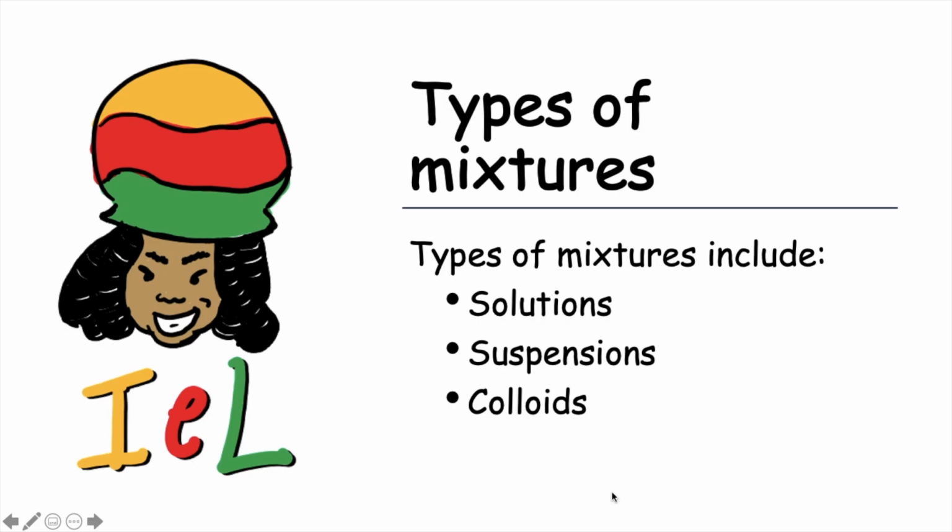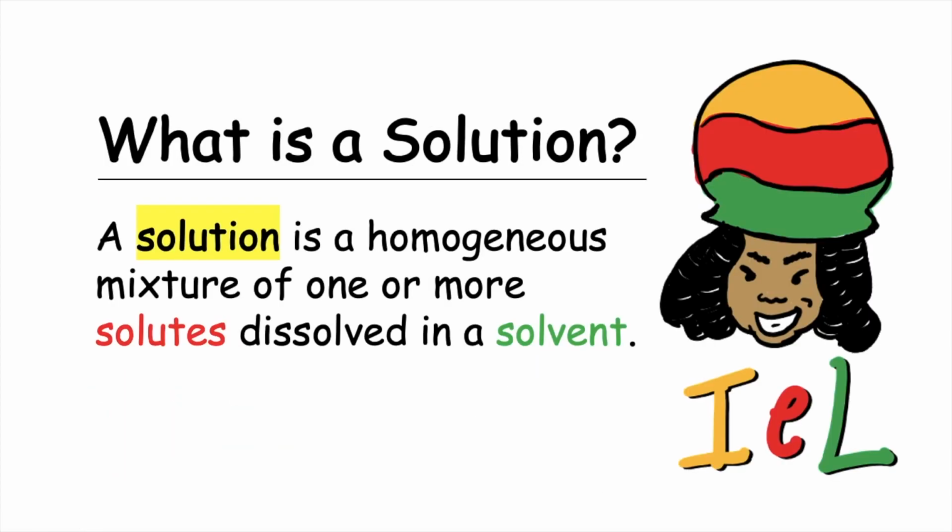Types of mixtures. There are three types of mixtures: solutions, suspensions, and colloids. However, for the remainder of this video, our focus will only be on solutions. So that brings us to the point, what is a solution? A solution is a homogeneous mixture of one or more solutes dissolved in a solvent.